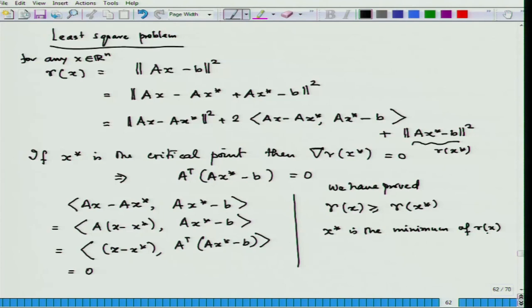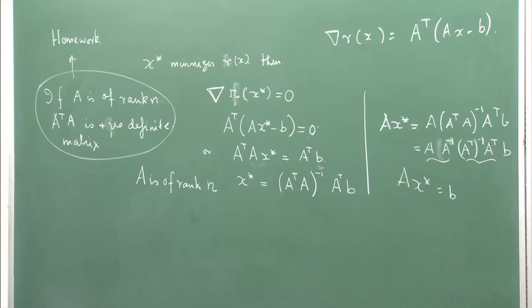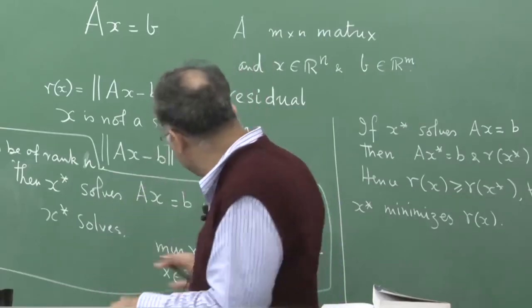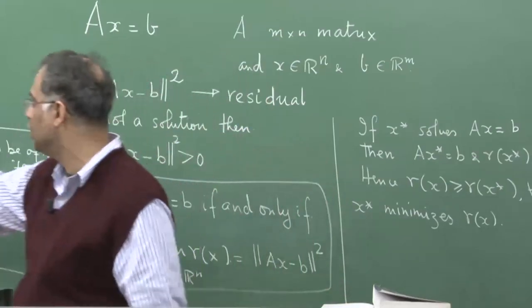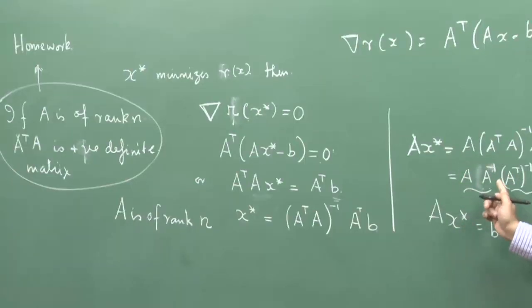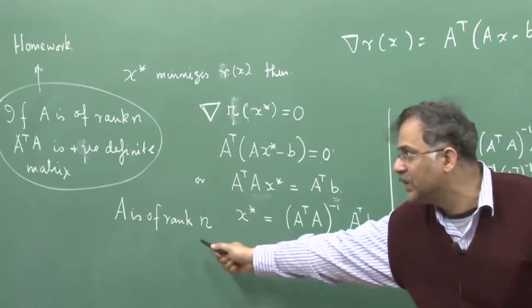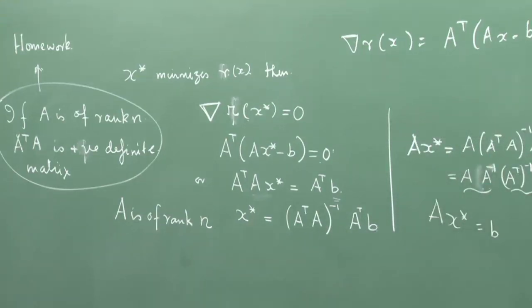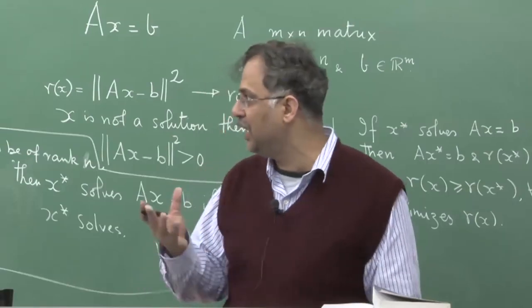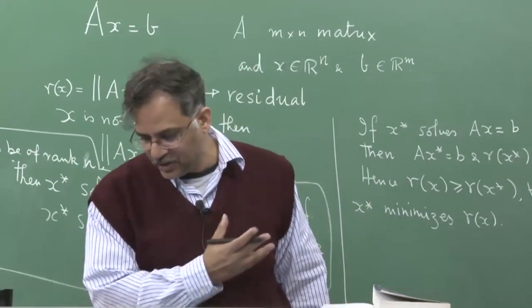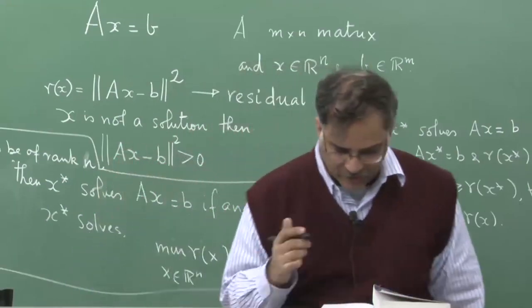So there is one critical point, the critical point of this function is actually a minimum of this, and hence is also a solution of the equation A x equal to b, provided A is of rank n. This is a very, very important requirement of rank n. If you put in some little assumption, things flow in a much more interesting way.